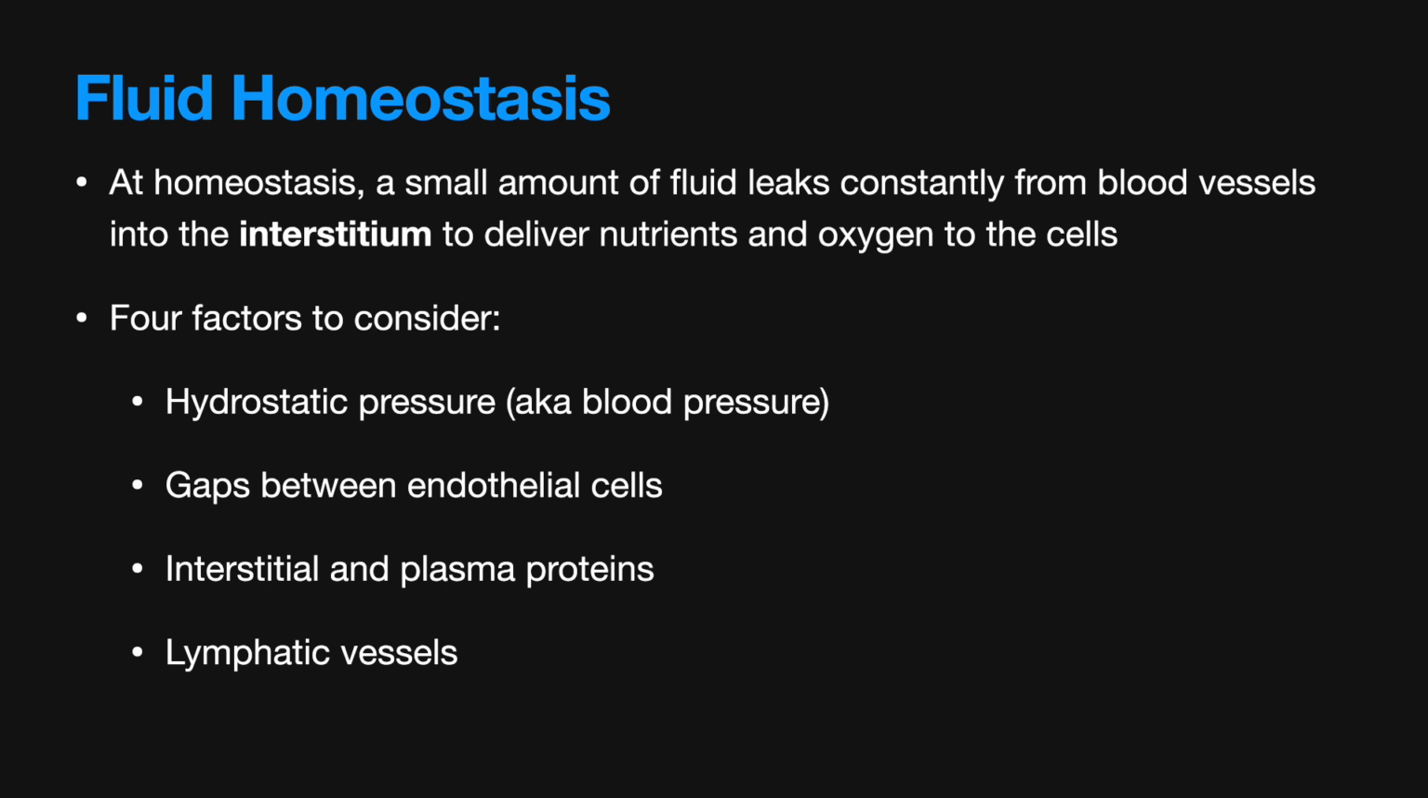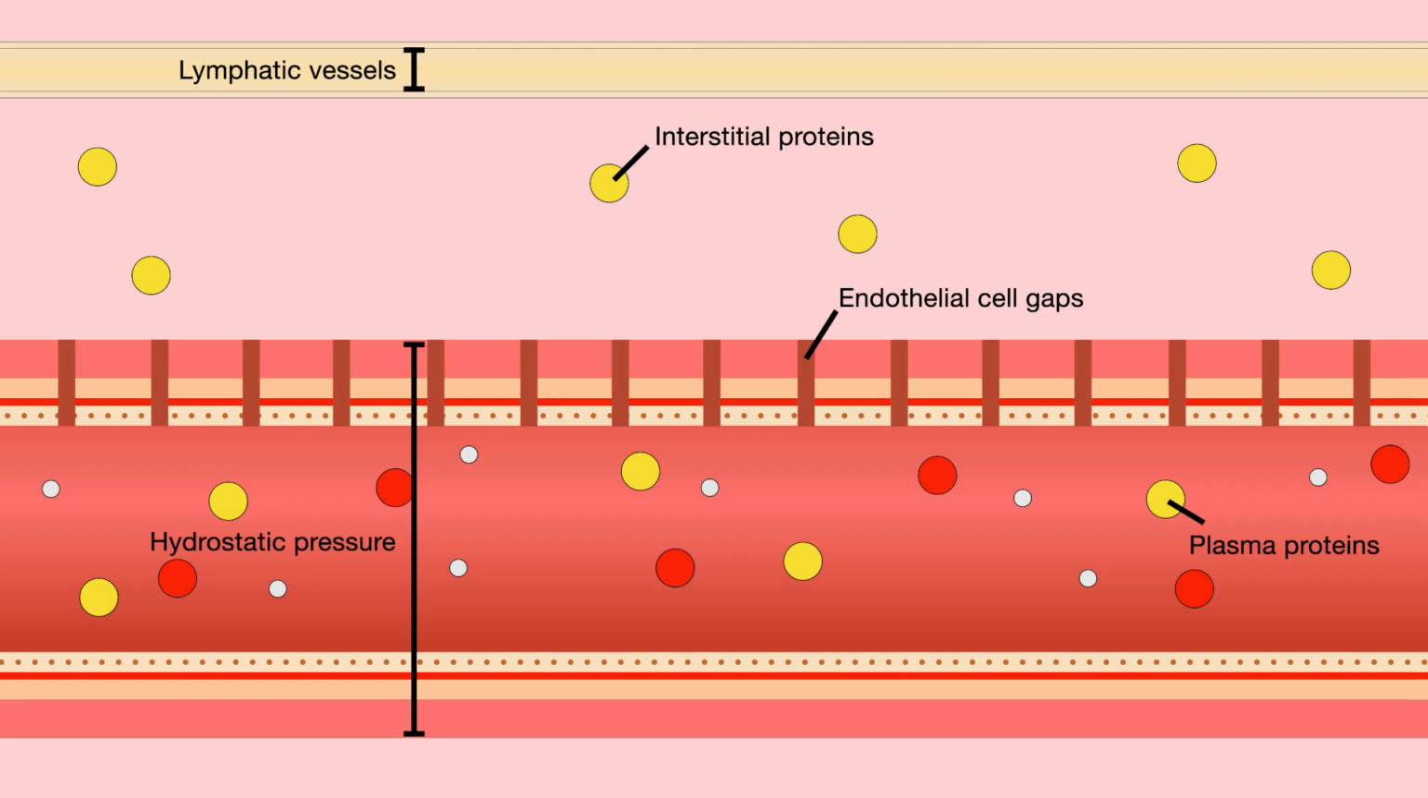There are four main factors involved in maintaining fluid homeostasis, and they are hydrostatic pressure, aka blood pressure, the gaps between the endothelial cells, which are the cells lining blood vessels, interstitial and plasma protein concentrations, and finally the lymphatic vessels themselves. We are going to use this diagram to describe the changes that are occurring in edema.